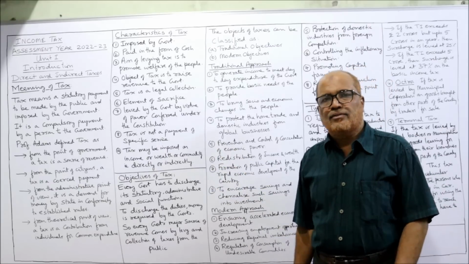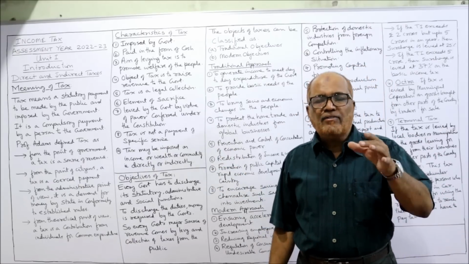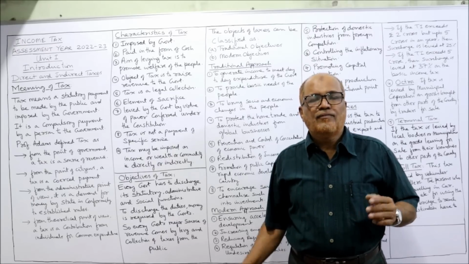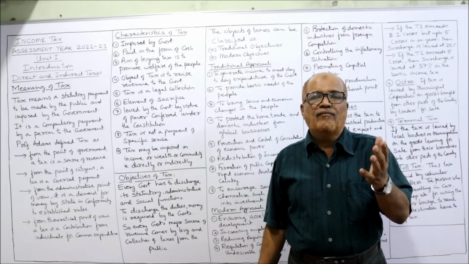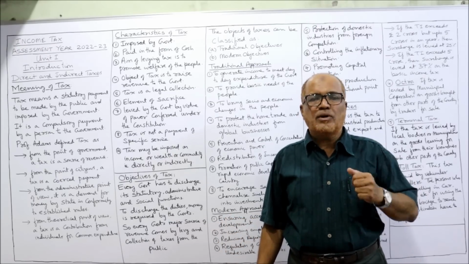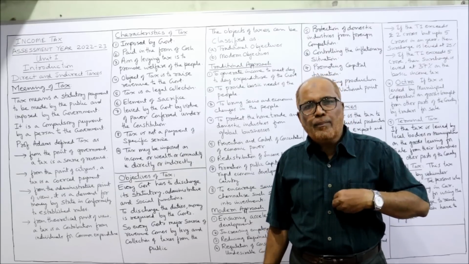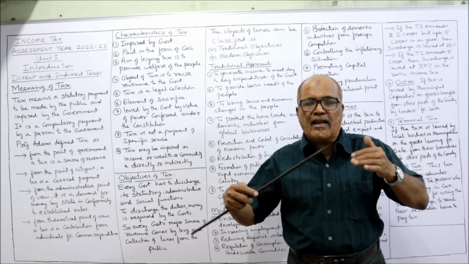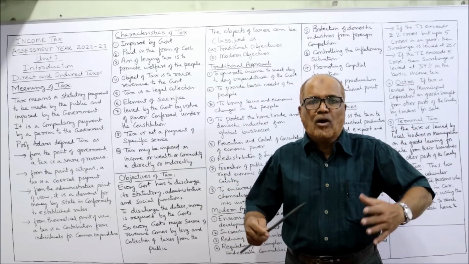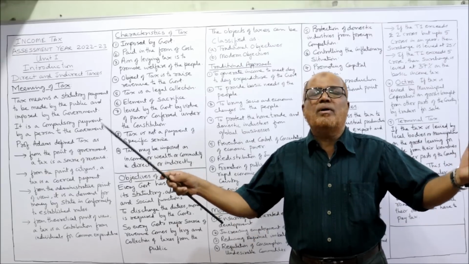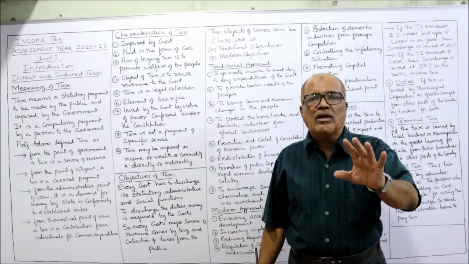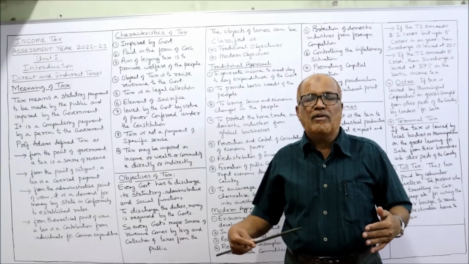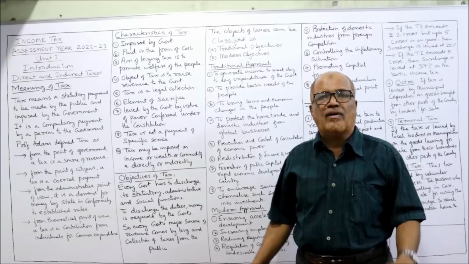Element of sacrifice. Tax will have an element of sacrifice on the part of the payer. We, the taxpayers, will feel the pinch while paying the tax because there is sacrifice. We are paying the amount directly to the government without expecting any direct benefit to us. The government will spend the money on the common welfare. The government will not give any specific benefit to the taxpayer. So the taxpayer will feel the pinch of sacrifice.